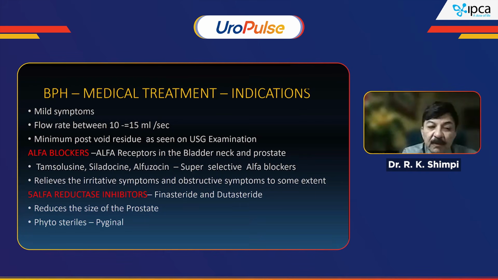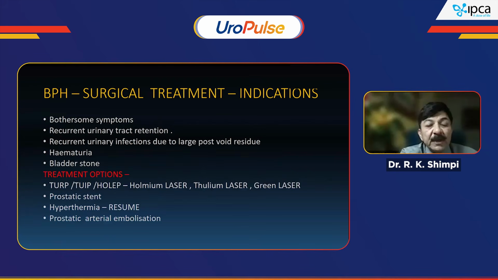Now, there is another group of drugs called 5-alpha reductase inhibitors. These act on androgen synthesis and they reduce the size of the prostate, but it takes a long time, maybe 5 or 6 months. Examples are finasteride and dutasteride. In addition, there are phytosteroid or herbal medicines like Permixon, which also help to some extent in relieving the prostatic obstruction. So, what are the indications for surgical treatment?